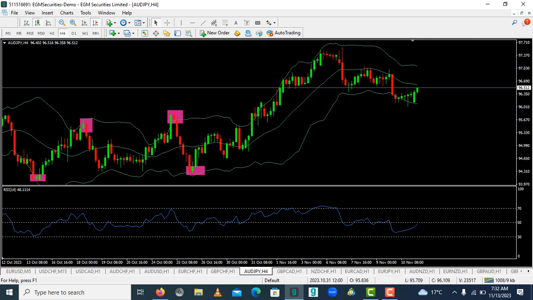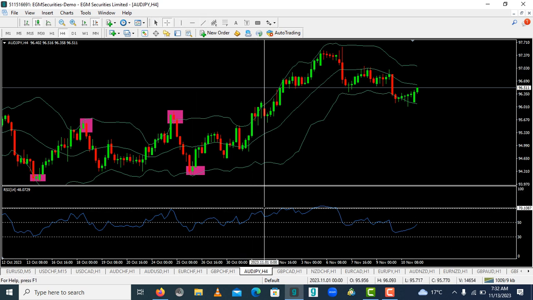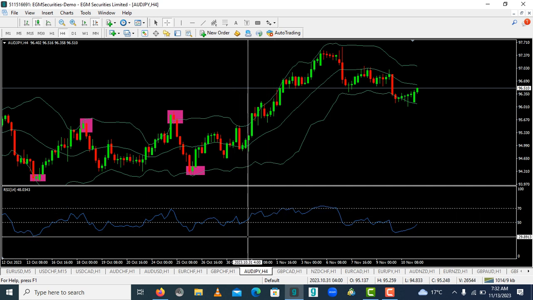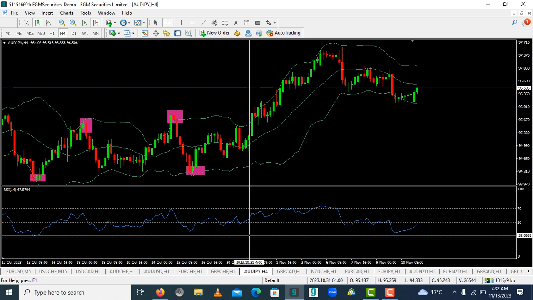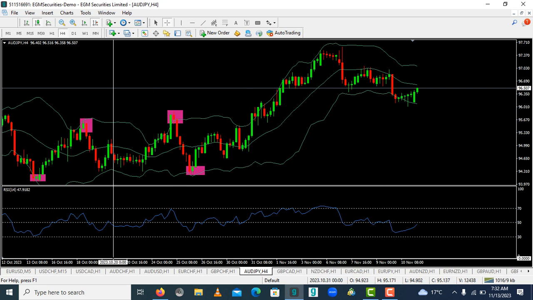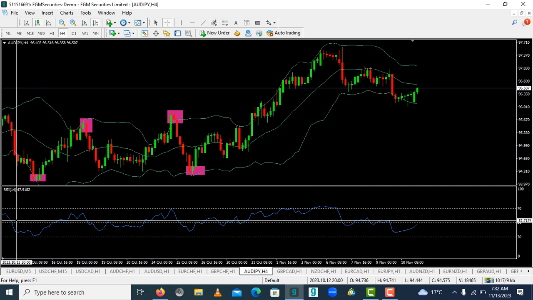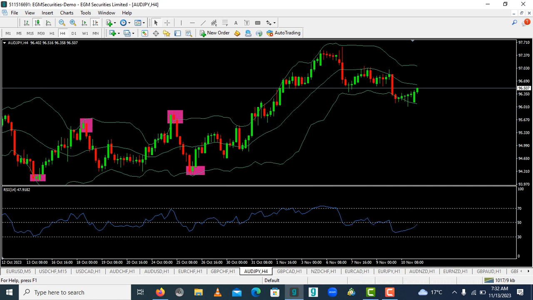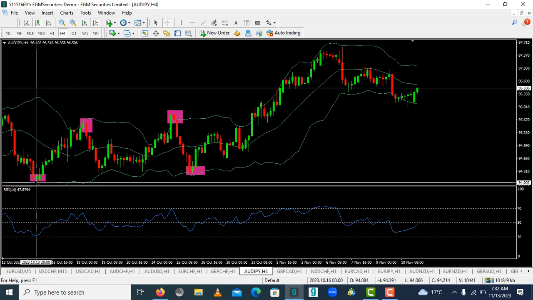When the oscillator moves beyond 70, we shall say that that asset is overbought. When it goes below or touches 30, we shall be saying it is oversold. Therefore, there is a very high likelihood that the price will change direction and move up. As you can see, it happens at this point.